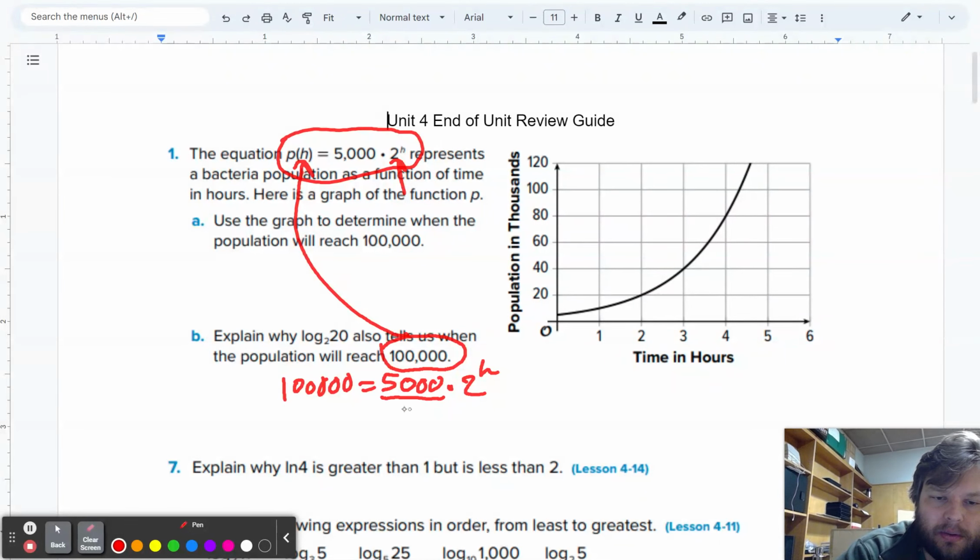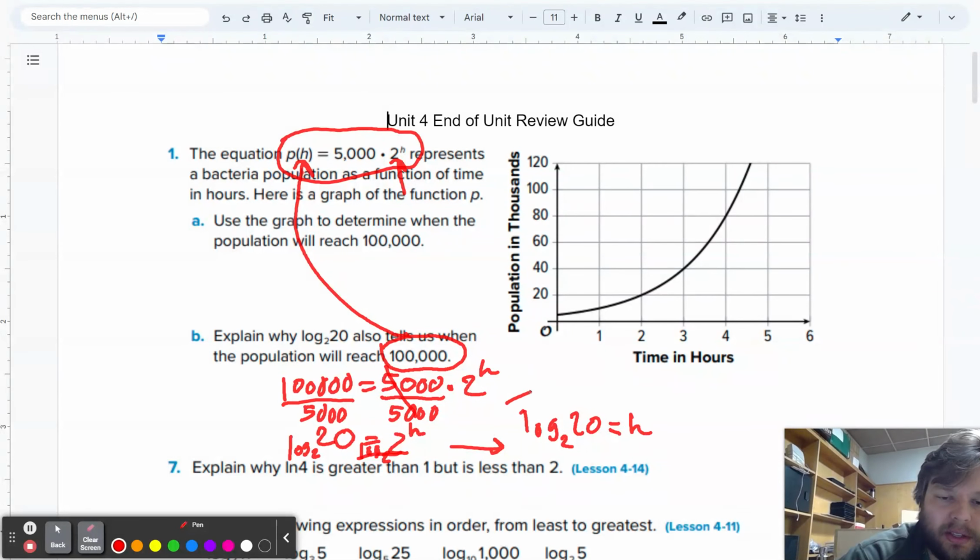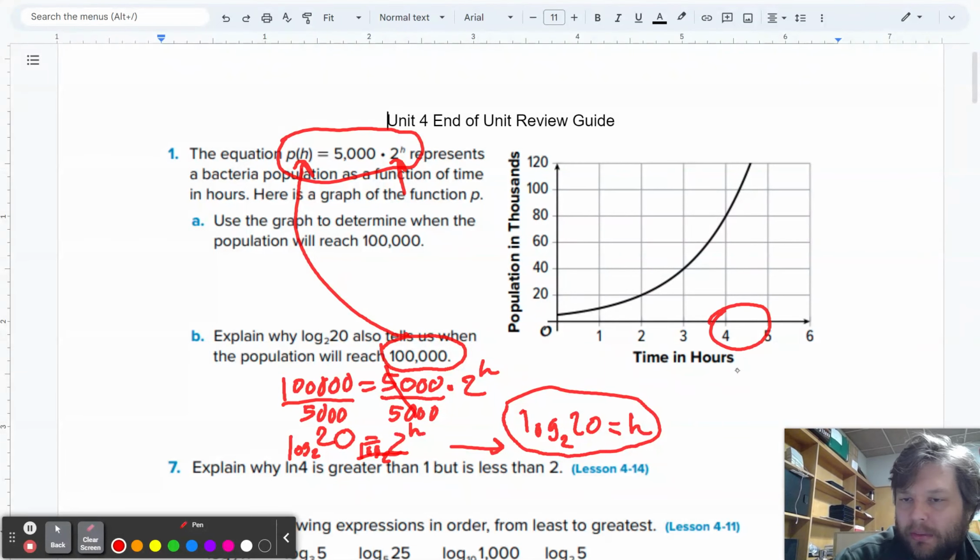So I'm going to try to get H by itself, because the question asks when something will happen. The opposite of times 5,000 is divide by 5,000. Turns out that 5,000 goes into 100,000 20 times. I used division to cancel multiplication. Now I'm going to use log base 2 to cancel the base of 2, and I get log base 2 of 20 is equal to h. This is the exact amount of time it takes for the population to reach 100,000, and we know from our graph that it's about 4.3-ish, because that's right below the y value of 100.